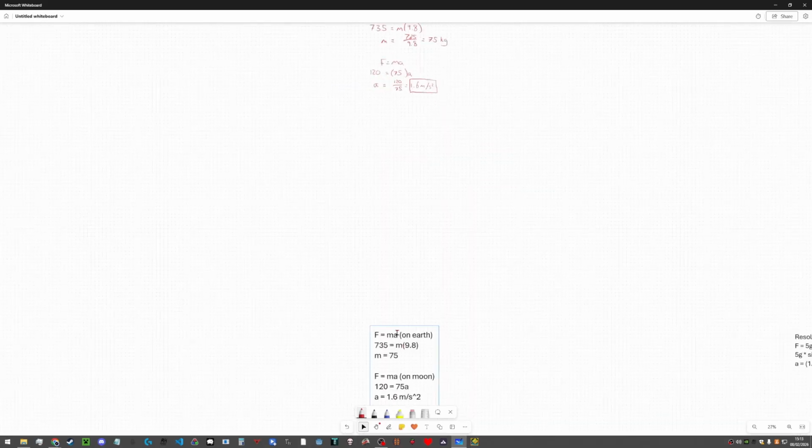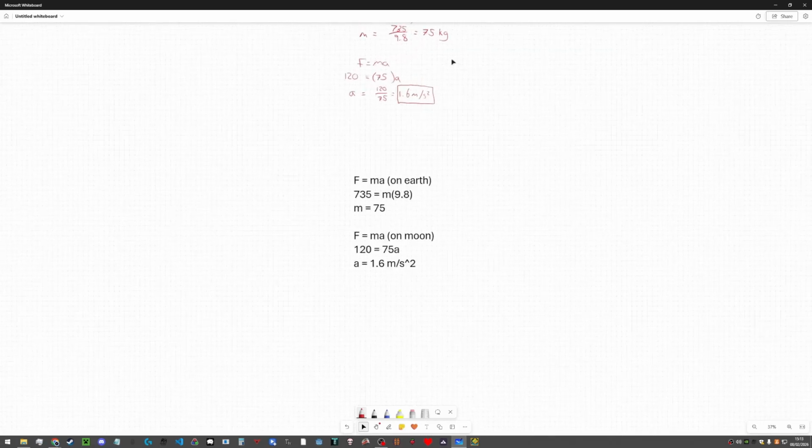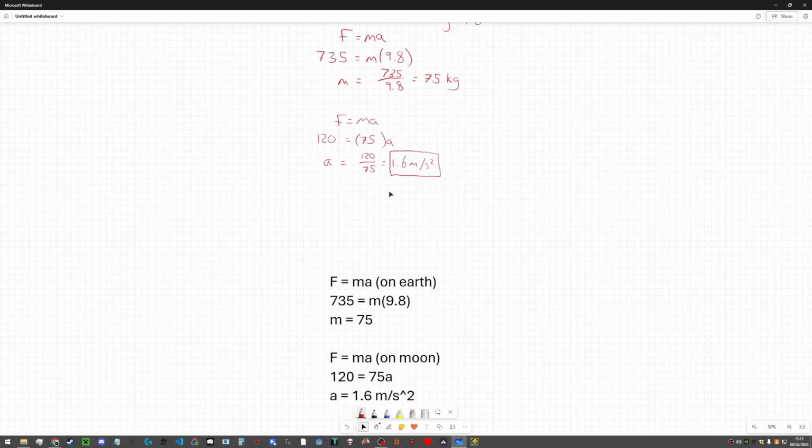Comparing that with the mark scheme, we calculated the mass of 75, then we calculated acceleration of 1.6.